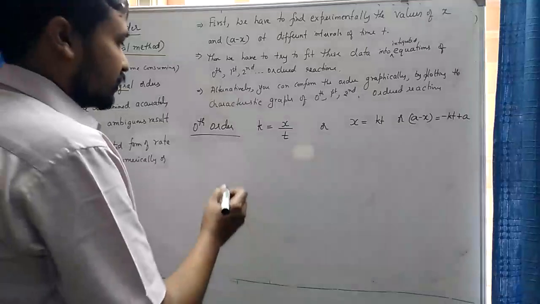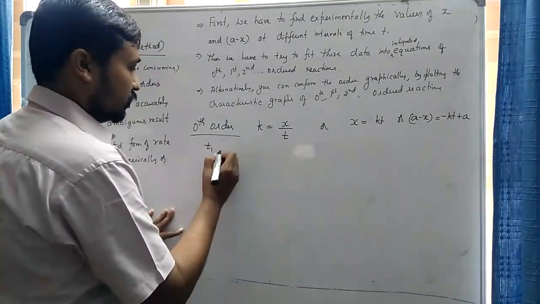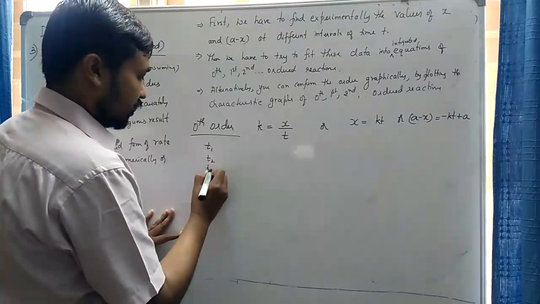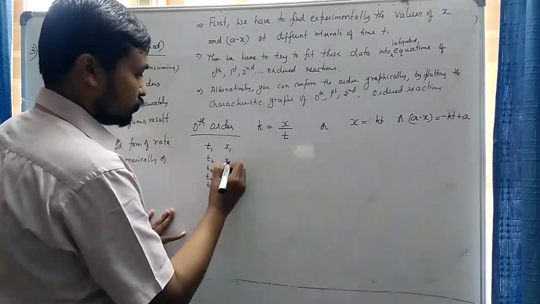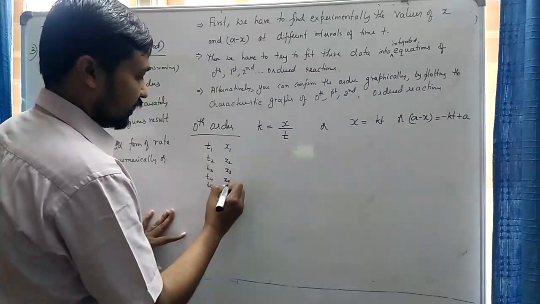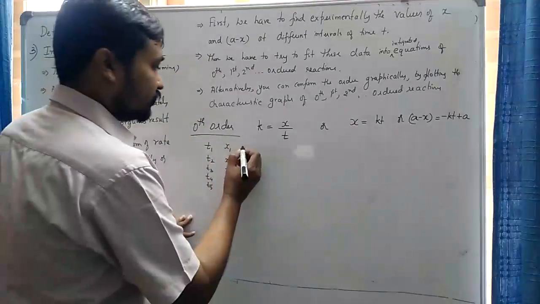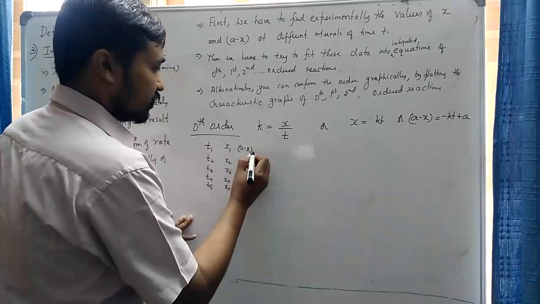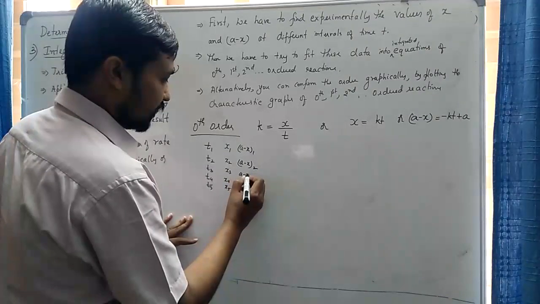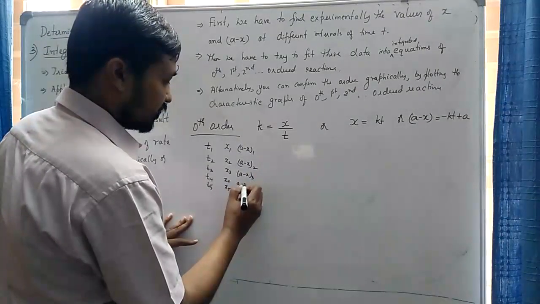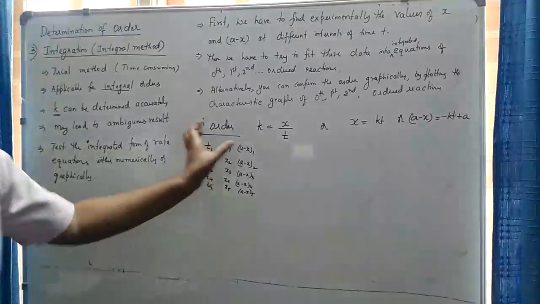Now what I will do is, I have experimental data at different time intervals t1, t2, t3, t4, t5. I have x1, x2, x3, x4, x5, that is the concentration of product at different time intervals. Also I have this data, a minus x at time interval 1, a minus x at time interval 2, a minus x at time interval 3, a minus x at time interval 4, a minus x at time interval 5, and so on. So I have this data.